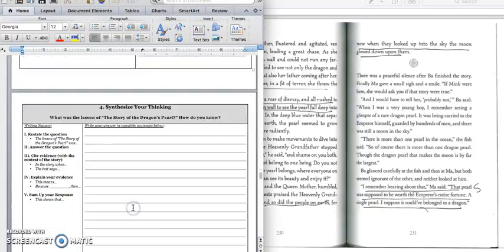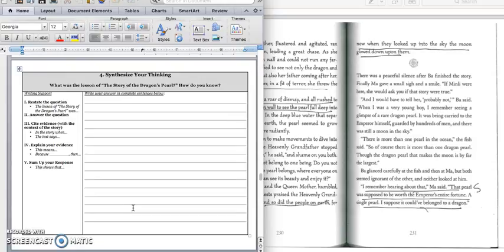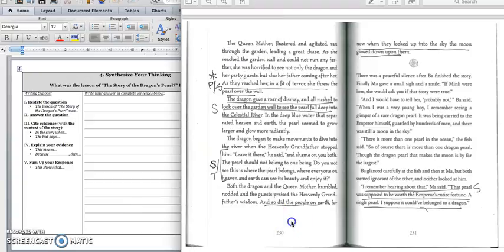And for the paragraph, we would write, it says, "What is the lesson of the story, The Dragon's Pearl? How do you know?" So you need to think about the grandfather's words at the bottom of page 230 to try to figure out what were the dragon and the Queen Mother supposed to learn from the story of the Dragon's Pearl. And then you can use the quotes from page 230 to support your answer.